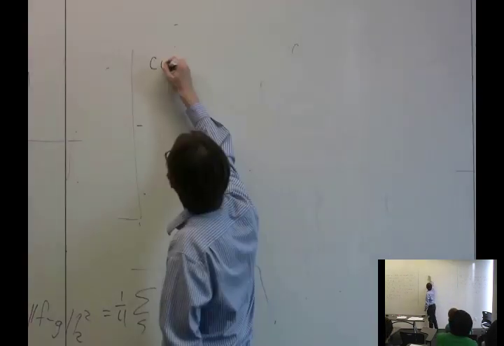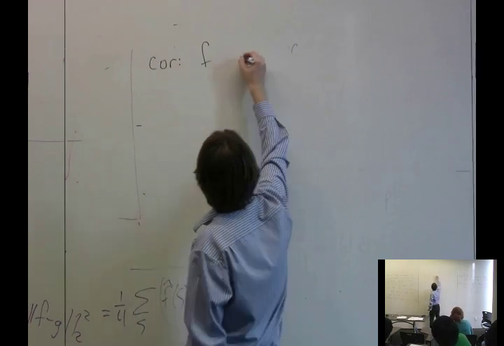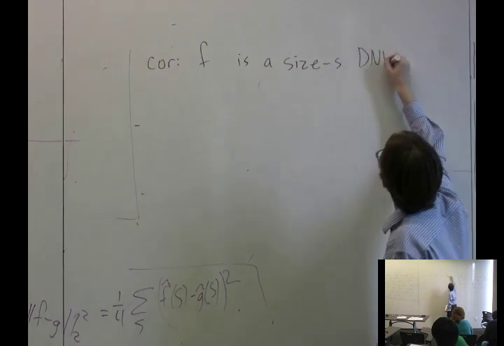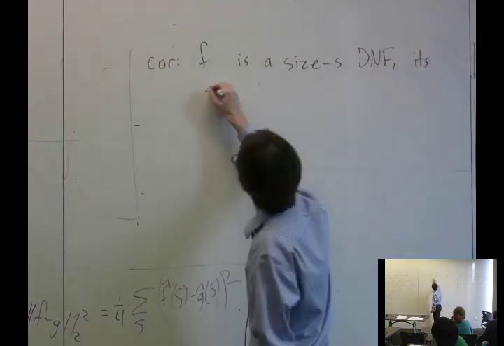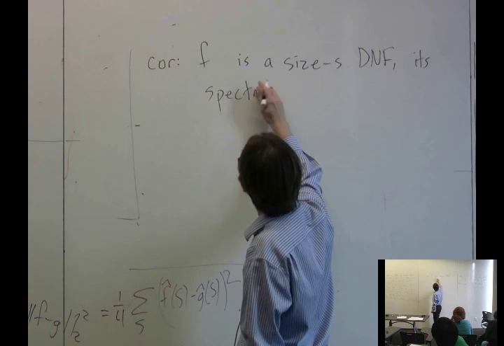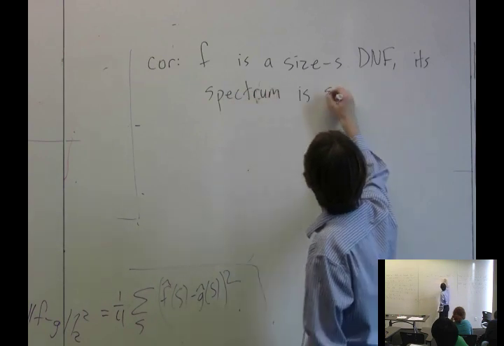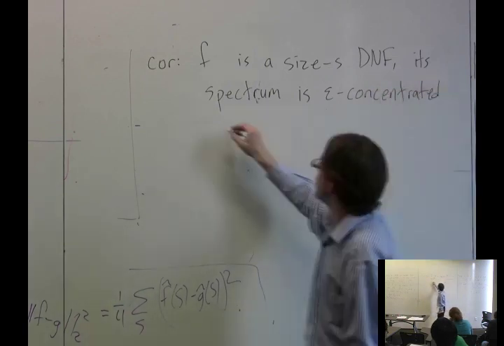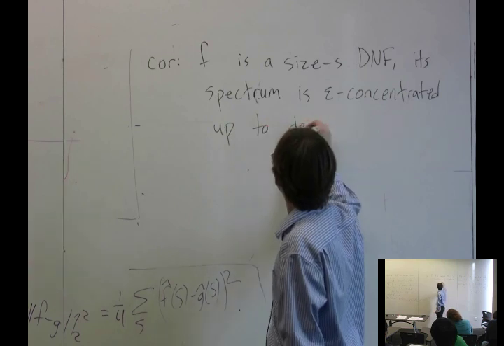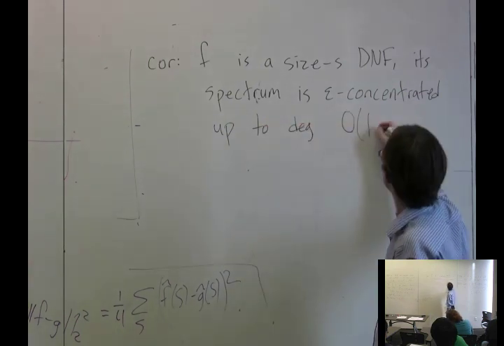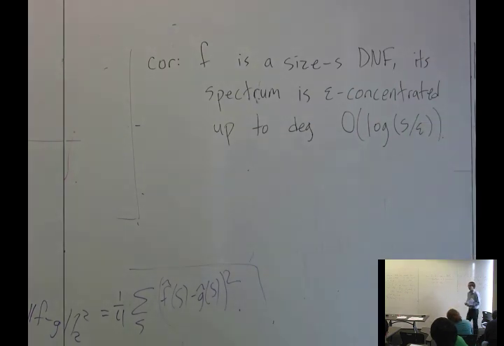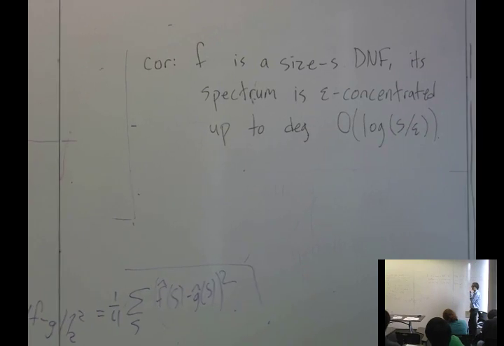So it's a corollary. If f is a size-s DNF, its spectrum is epsilon-concentrated up to degree, let me just write, O of log s over epsilon. Any question about that?